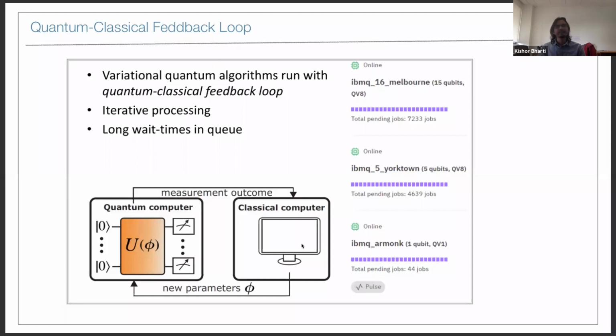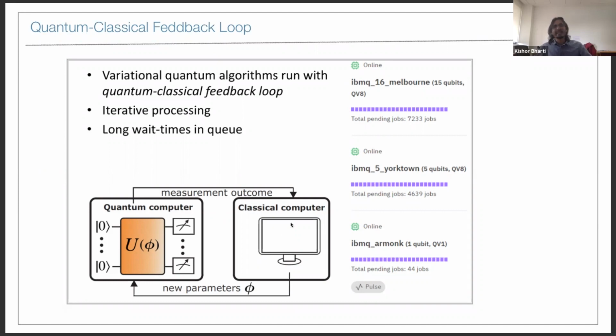This feedback loop really makes everything super slow, and we cannot hope to attain some advantage in this setup, because even for small systems, it takes a lot of time. First of all, when the classical computer is doing something, the quantum computer is sitting idle. When the quantum computer is doing something, the classical computer is sitting idle. This is not good, because the resources are being wasted, and there are many feedback loops going on, and it really slows up the whole process.